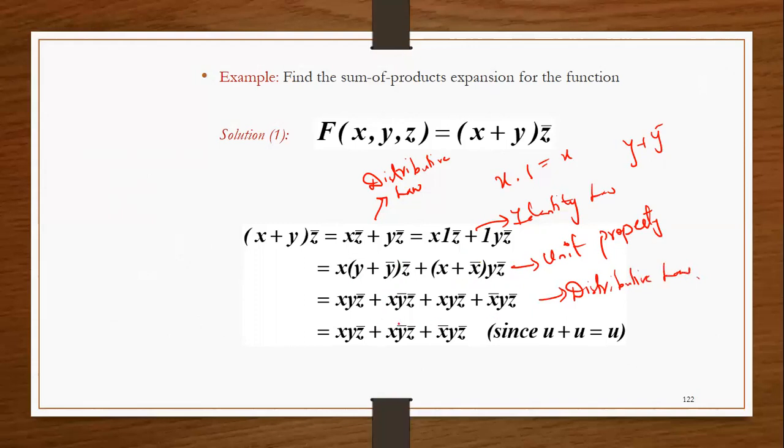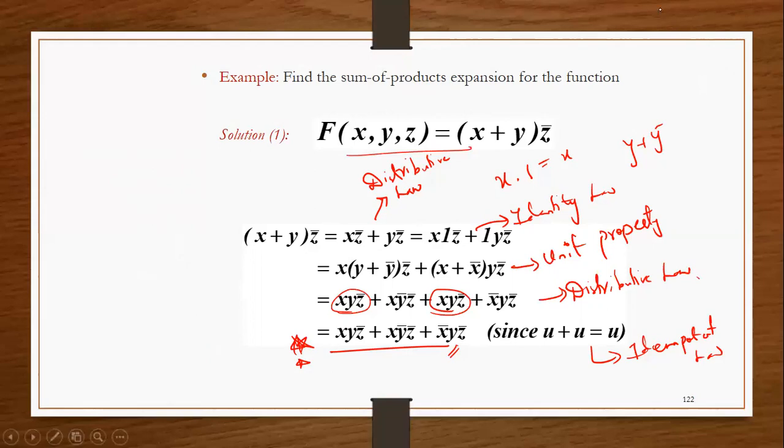And finally, here if you notice, x, y bar, z we have over here, and then again we have x bar, y, z bar. So in this case, let's see, x, y, z bar and x, y, z bar, they are exactly the same. So u plus u is equal to u, or you can even say that this is idempotent law. So all the laws that I am mentioning here are very, very important. So this is your sum of products expansion for the given function here.